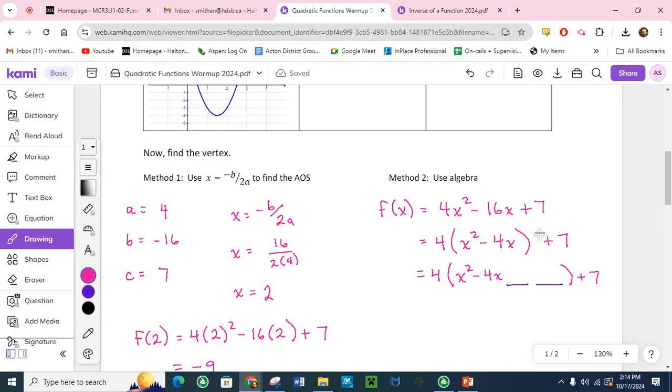Did anyone figure out what to add and subtract? Make a perfect square trinomial? Remember the rule was we take that value in front of the x, which is negative 4. You divide it by 2. And then square it. That gives you 4, right? Half of negative 4 is negative 2. Square that. You get 4. So we're going to add 4 and subtract 4. Why subtract also? Well, if we don't subtract 4, we're changing the equation. We're adding 4 and then it changes what the equation is.